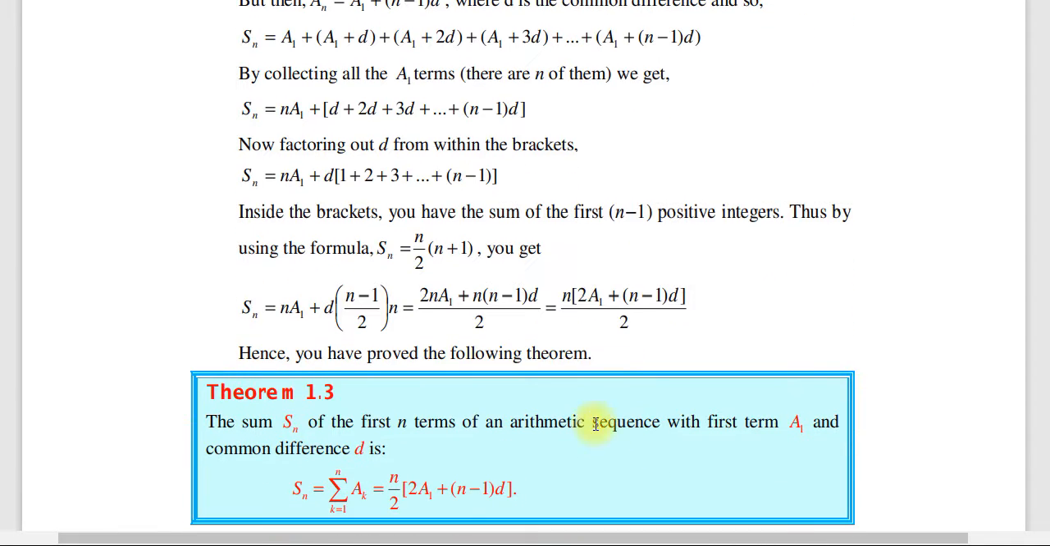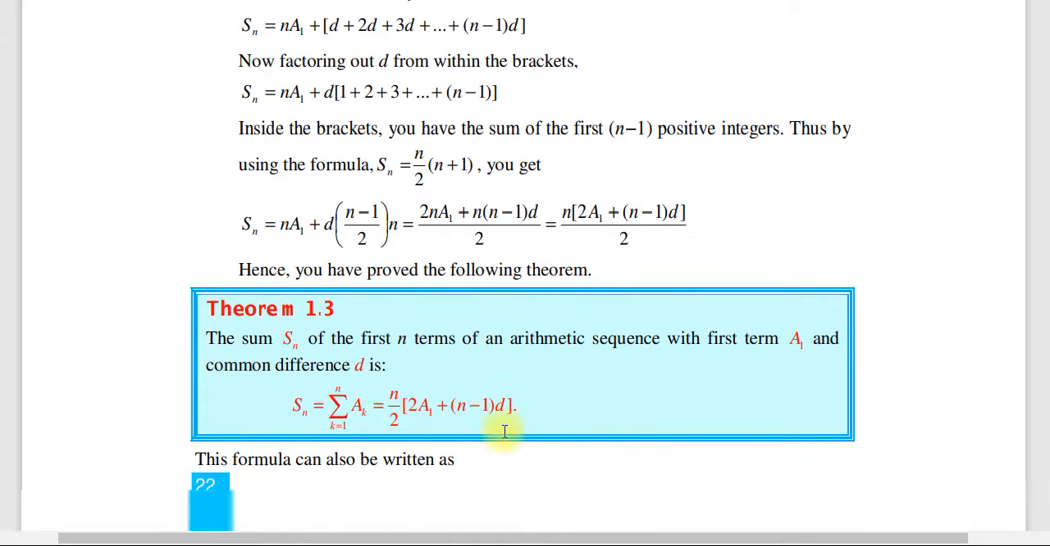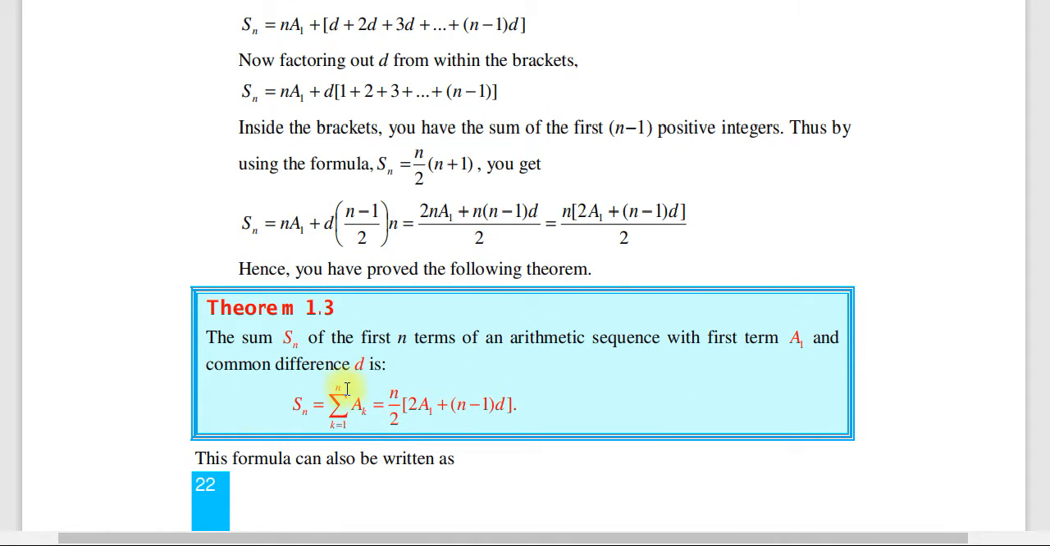ኦኬ ስለዚህ ይችን ፎርሙላ በመጠቀም ምን ማድረግ እንችላለን? ሳሜሽንን መፈለግ እንችላለን። ያ ማለት እንግዲህ በቴረማችን the sum Sn of the first n terms of an arithmetic sequence with the first term a1 and a common difference d is Sn is equals to the summation of ak.